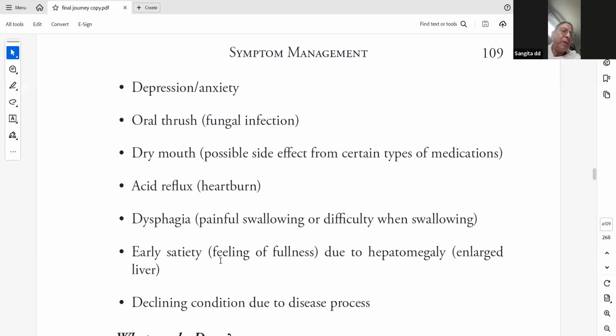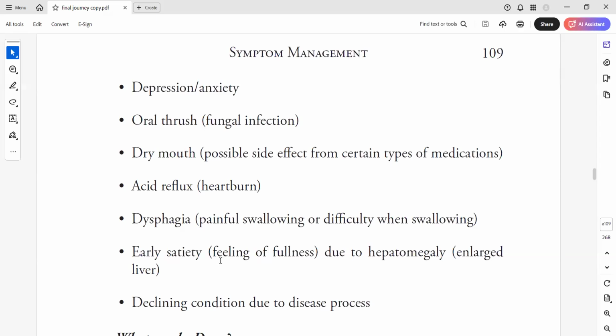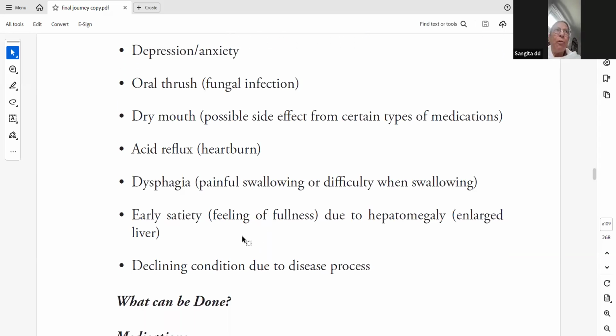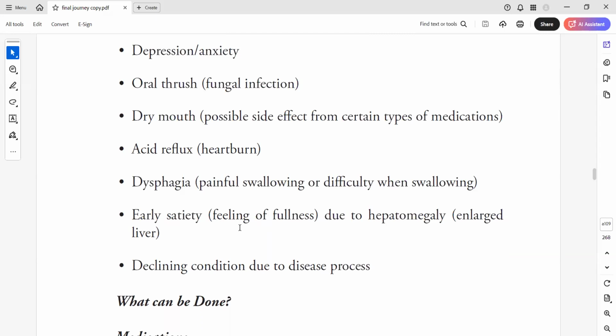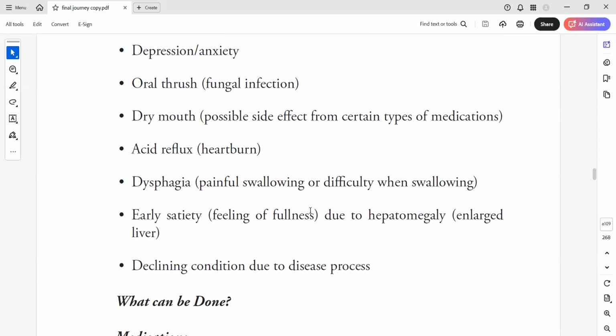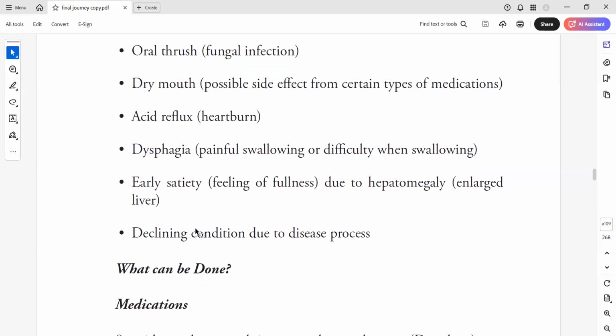Satiety. Yes, it's when you get filled very easily, like you take a few bites or a little bit on your plate, and then you're not hungry any longer. So this can be due to an enlarged liver, declining condition due to disease process. What can be done?